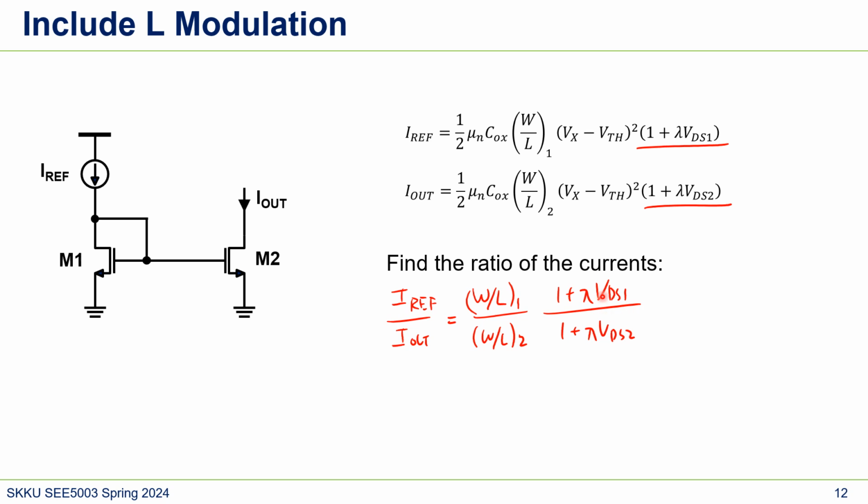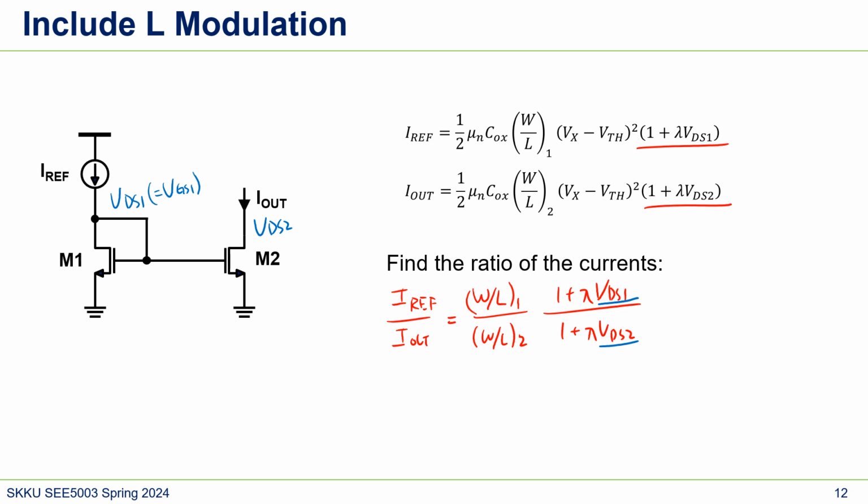To align these two, we need to set VDS1 and VDS2 the same, which means here is VDS1, which is also the same as VGS1, and this is VDS2. So if those two are not the same voltage, the currents are not properly ratioed. It means the ratio is not accurate.